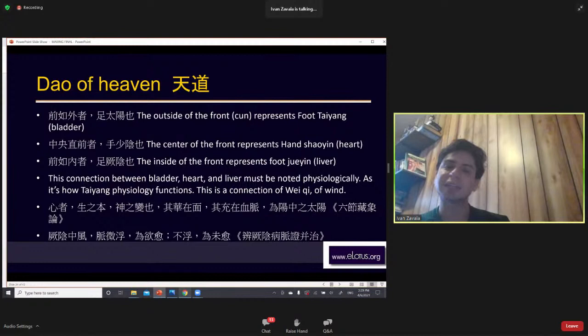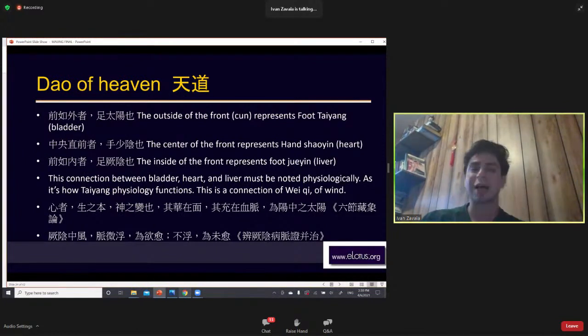So the outside aspect of the front, the chun. The lateral aspect of the chun represents foot taiyang. I also put it in order for you guys, because in the book they have it in a kind of weird order. They put the outside here, then the inside here of the guan. I'm like, why couldn't he just put the chun first? So I put it in order for you.